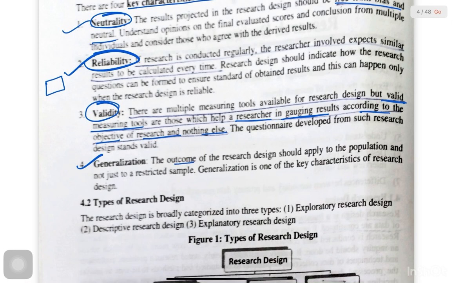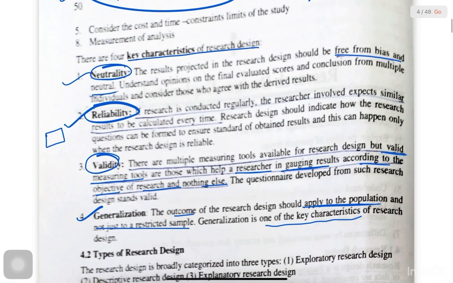The outcome of the research design should apply to the population and not just to the restricted sample. It is one of the main key characteristics of research design, and from generalization only, the other three characteristics are derived, right?